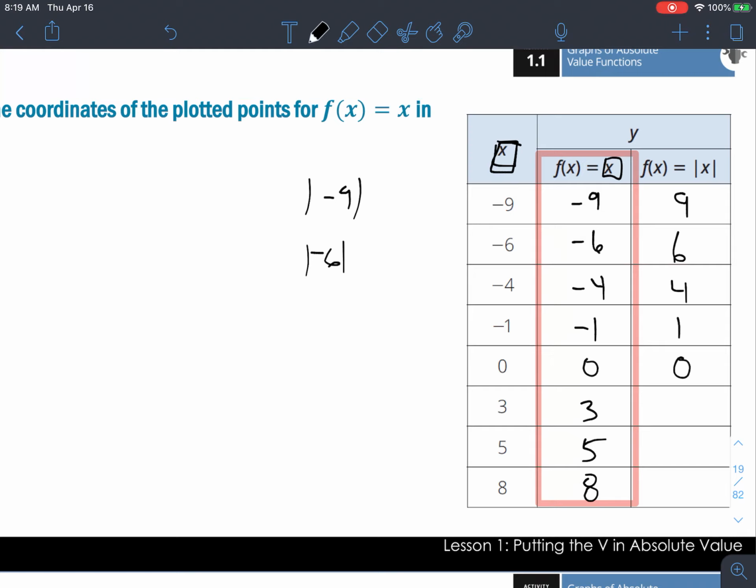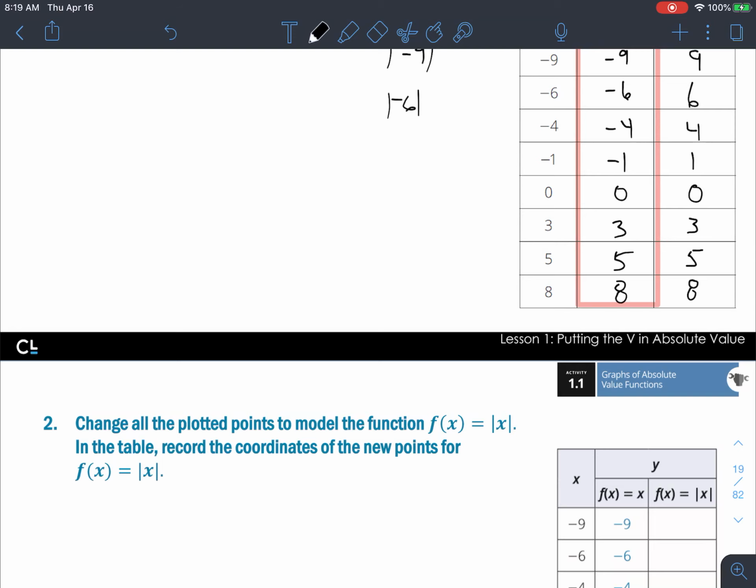0 just stays 0. 3 stays as 3. 5 stays as 5. And 8 stays as 8. Okay? It doesn't change for the positive numbers, just the negative numbers. Okay?